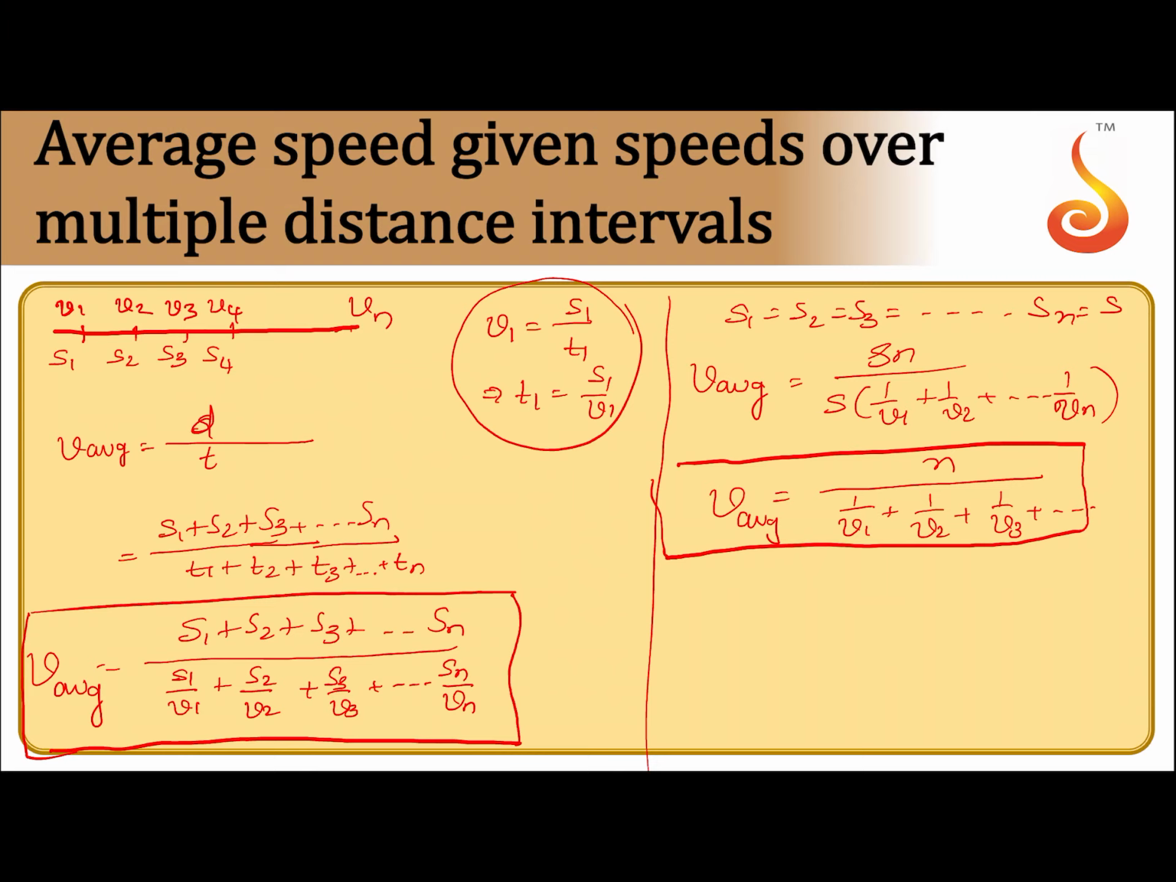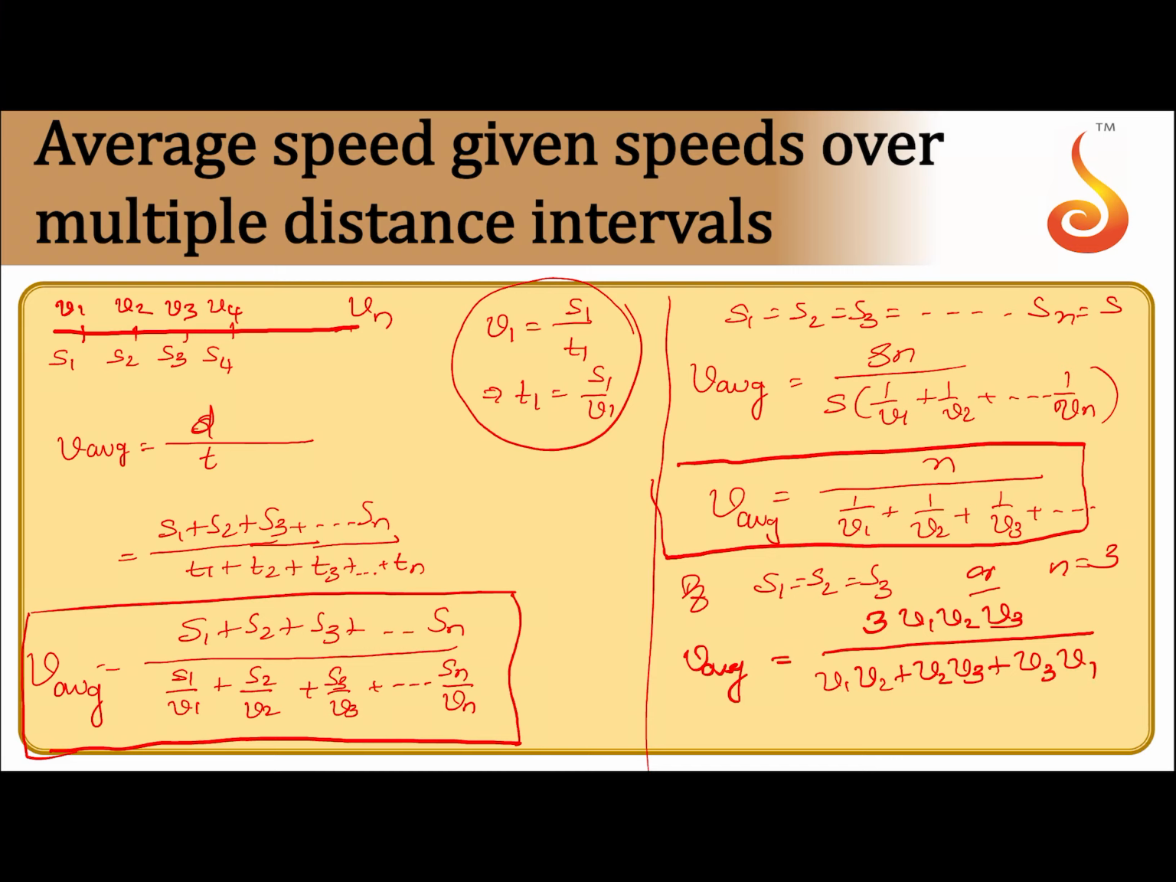Now, what if we consider 3 intervals and they are equal, that means S1 is equal to S2 is equal to S3. Alternatively, we can say n is equal to 3. So, then we will have this important result: average speed is equal to 3 V1 V2 V3 divided by V1 V2 plus V2 V3 plus V3 V1. So, this is our expression for the average speed for 3 equal displacement or distance intervals.